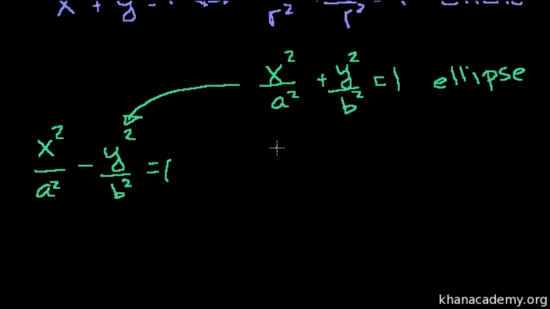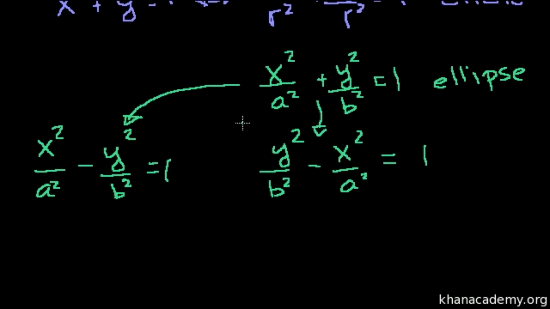If it was y squared over b squared minus x squared over a squared is equal to 1, so now the minus is in front of the x squared term instead of the y squared term. And what I want to do now is try to figure out how do we graph either of these hyperbolas, and maybe we'll do both cases.